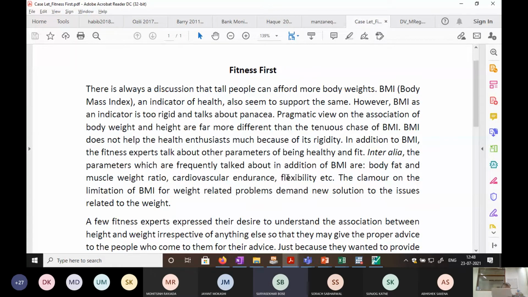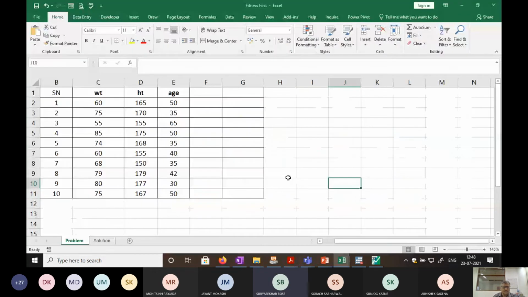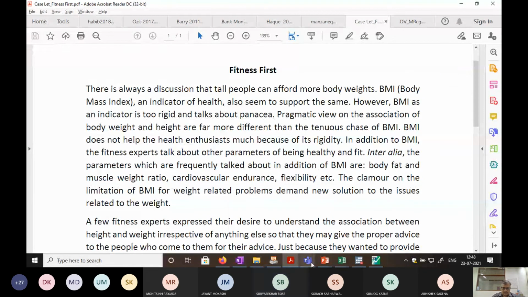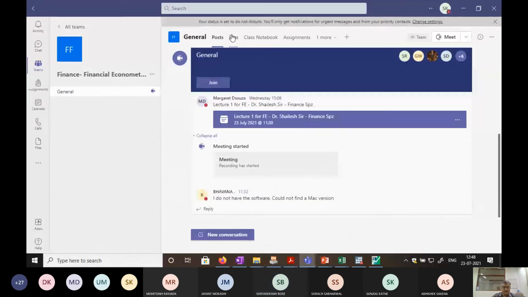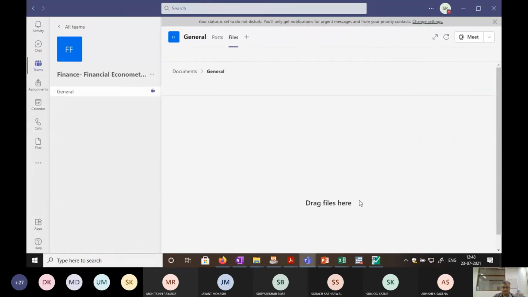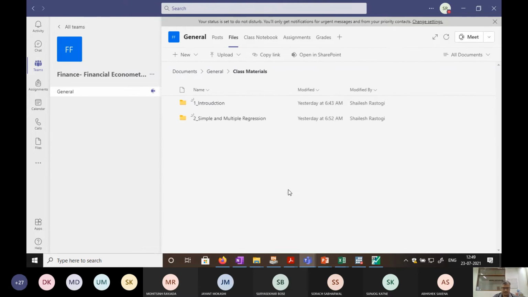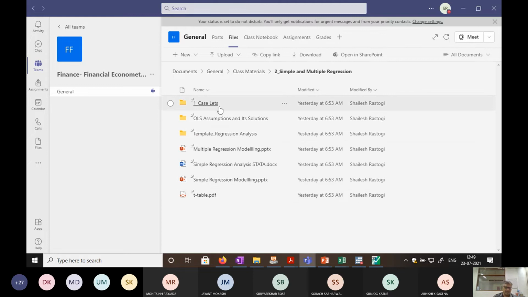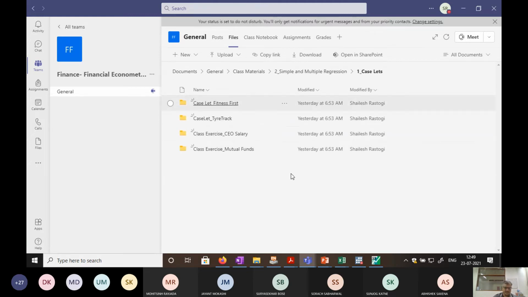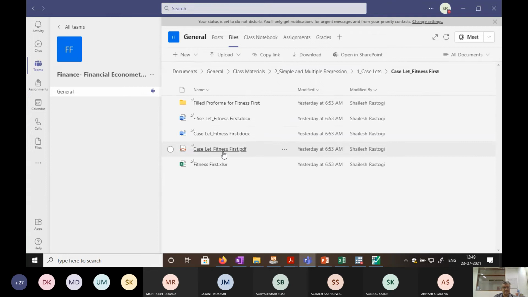Sir, I cannot seem to find this file. Can you tell me where it is in our Teams folder? I'll show you. I'll go to files. In files, you find class material, go there. I'm still in the financial econometrics folder. There you have simple and multiple regression. There you have caselets. In caselets, you have the Fitness First caselet. There you have all the material, including the caselet. Are you there? Okay, yeah, I got it, sir.